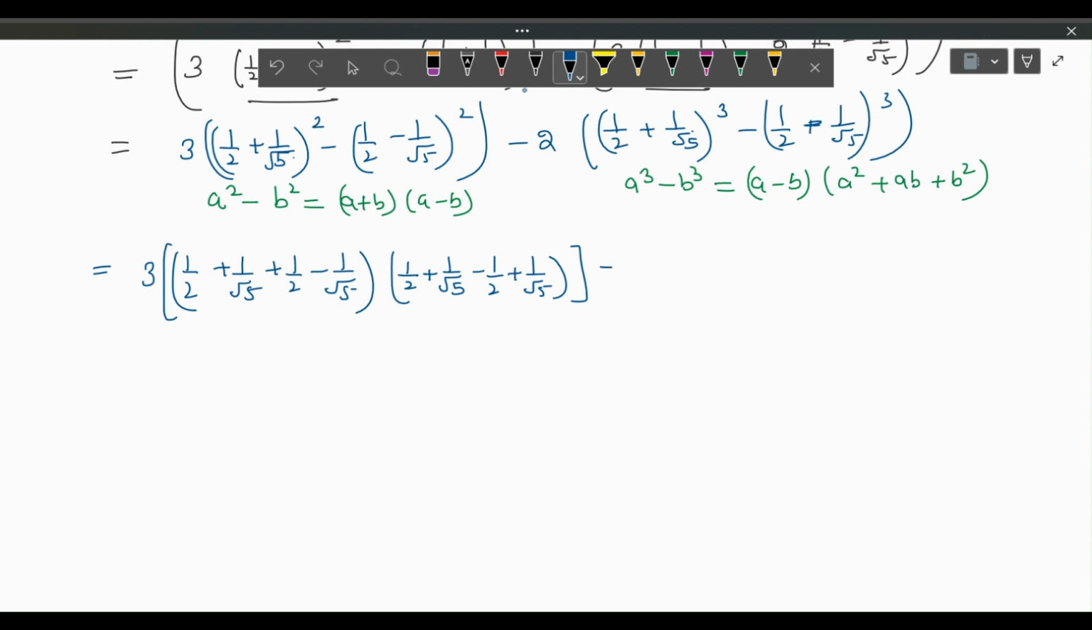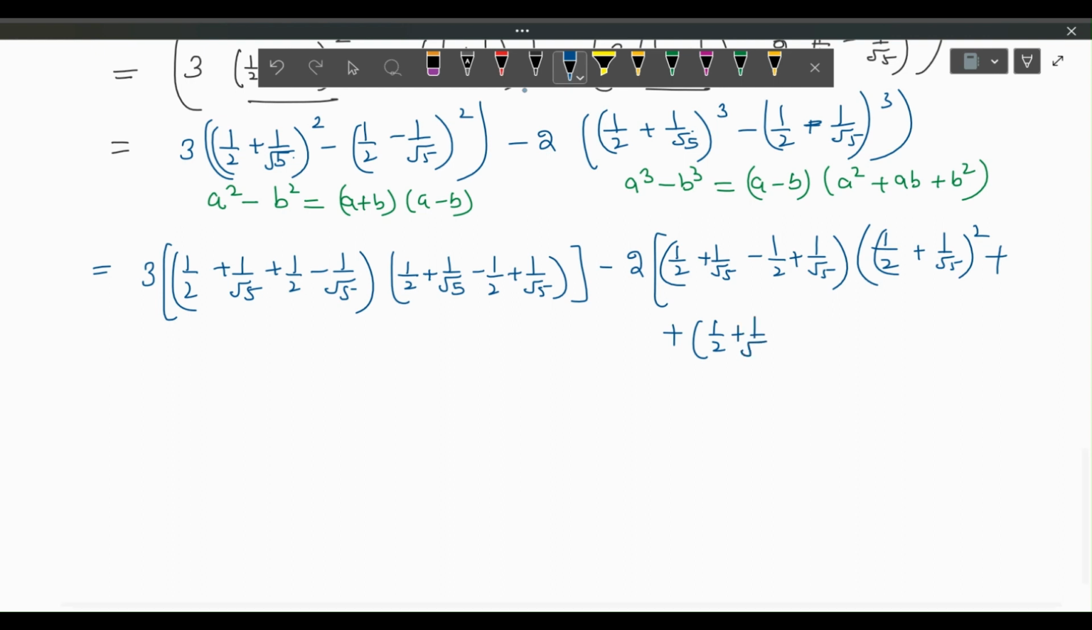Now move to the second term. It will be 2 times, I have to subtract these two expressions, so (1/2 plus 1/√5) minus (1/2 minus 1/√5). Now in the bracket, a square means (1/2 plus 1/√5) square, plus multiply these two, (1/2 plus 1/√5)(1/2 minus 1/√5), plus the squaring of the second term, (1/2 minus 1/√5) square.